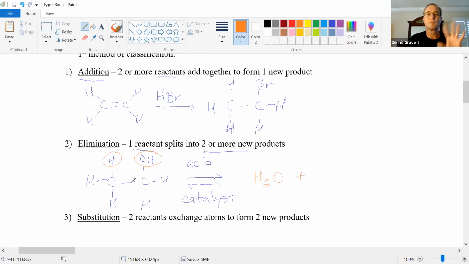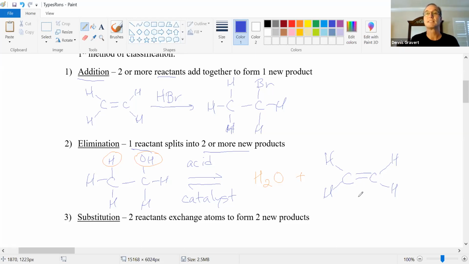And so remember, the organic chemist is concerned about the organic molecule. So from the point of view of this organic molecule, it eliminated a water molecule. It eliminated H and OH. And what was left over? Well, 2 C's and 4 H's. Wait, I thought carbon needed 4 bonds. It does. You create a double bond.